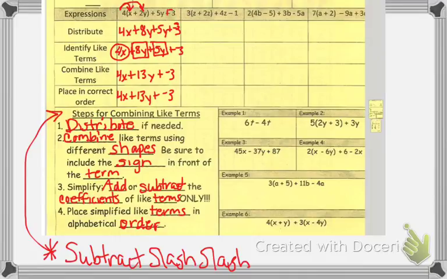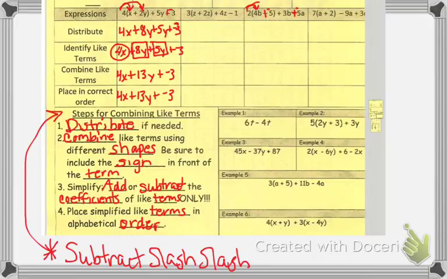Okay, let's look at another example. Let's skip over to this third example. Give us plenty of room to write. First thing, I'm going to take care of my subtraction. Everywhere I see a subtraction sign, I'm going to change it.